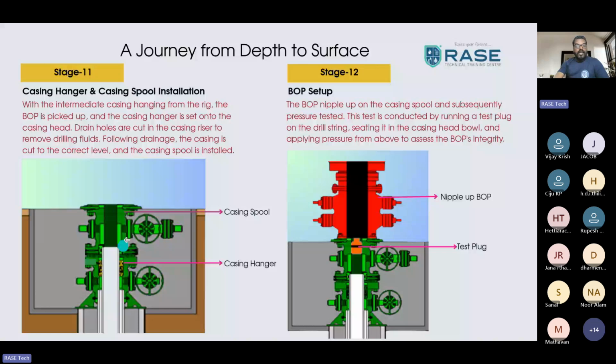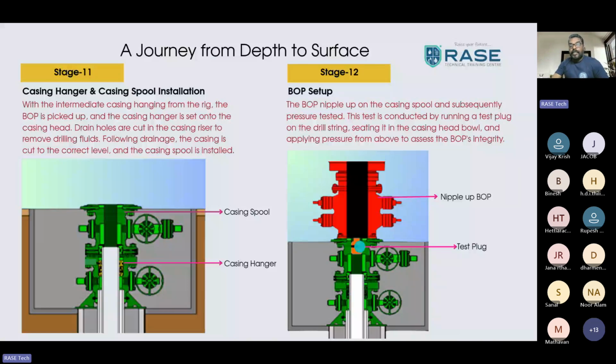So this is the intermediate casing installed here. Your casing head spool. It is called casing head spool, casing spool. So many names are there. Once you install the casing head spool, you come to the next stage, BOP setup again, for BOP nipple up on top of your casing head spool. Subsequently, you have to do the pressure test for the integrity.